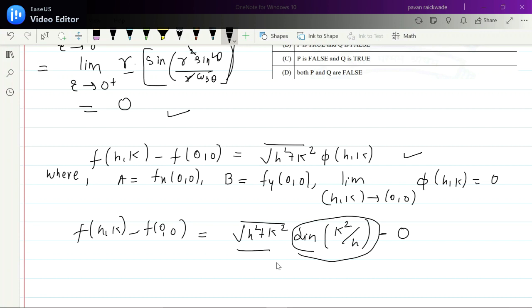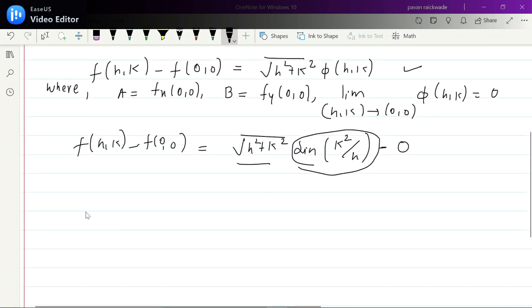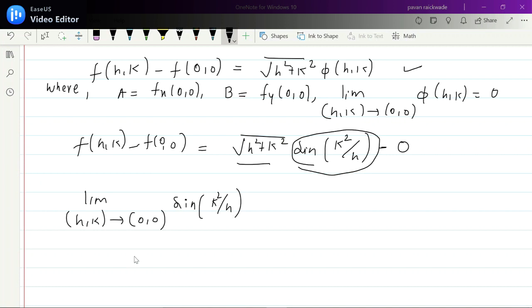But does phi of hk go to 0 as h, k goes to 0, 0? So let's check. We have to check now the limit as h comma k goes to 0 comma 0 of this function sine of k square by h. But if the limit exists, then the limit along every path must be the same, right? If you go along the path k equals 0, then the limit is equal to 0, right? Sine of 0 equals 0.